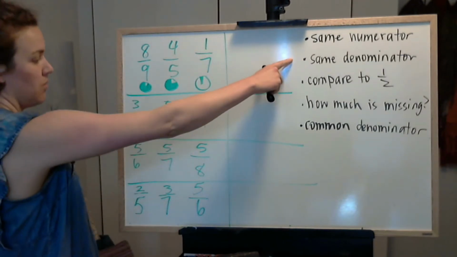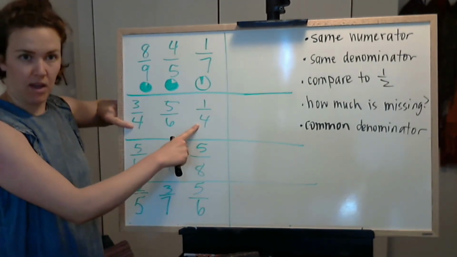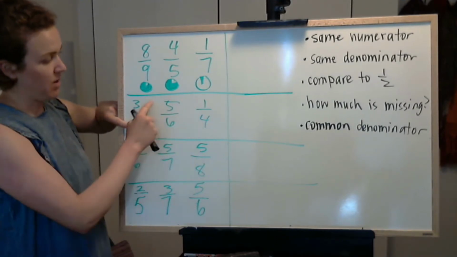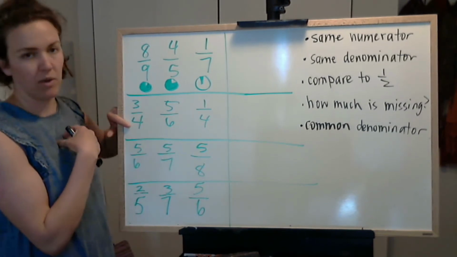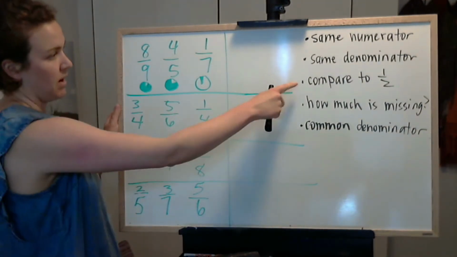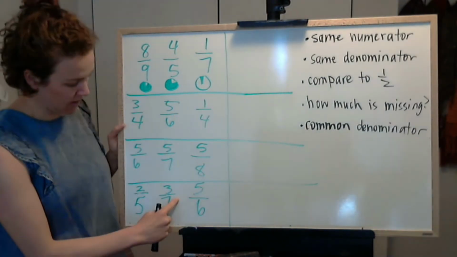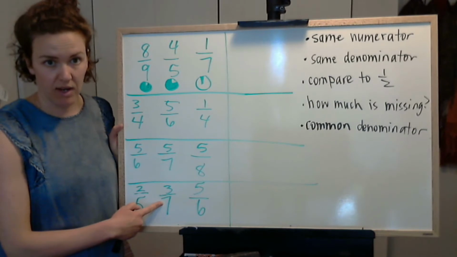Same denominator means, so like here, the pieces are the same size, they're both quarters, but now you're just comparing how many pieces you have. So same denominators, and for me, one of the easiest ways to compare fractions: you can compare to 1/2. So if you have something like 3/7, exactly half of 7 would be 3.5.